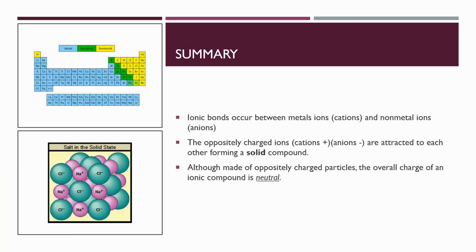So in summary, ionic bonds occur between metal ions and non-metal ions. The metal loses its valence electrons to a nonmetal, so the electrons are transferred from the metal to the nonmetal. The metal then becomes a positively charged cation, and the nonmetal becomes a negatively charged anion. The transfer of electrons then results in the two oppositely charged particles, which will be attracted to each other and stick together to form the compound.